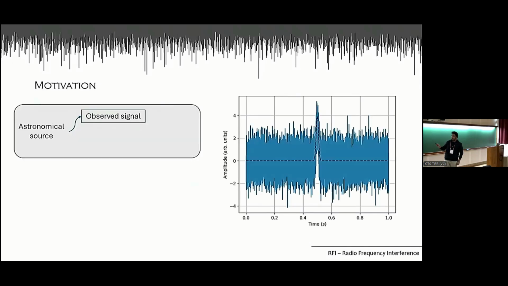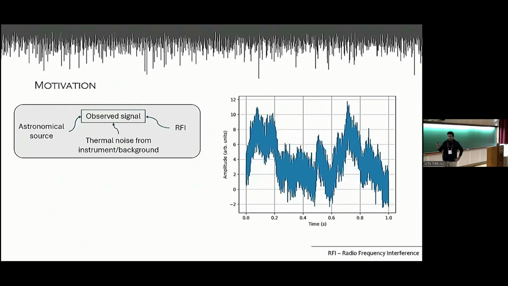Just to give a motivation of what the work is on. The motivation for the whole experiment was: the observed signal, we hope it's just noise and an astronomical source, so it's easy to find the pulse itself, but that's not the case. The observed signal will be the sum of an astronomical source, thermal noise from the instrument or other backgrounds, and RFI.